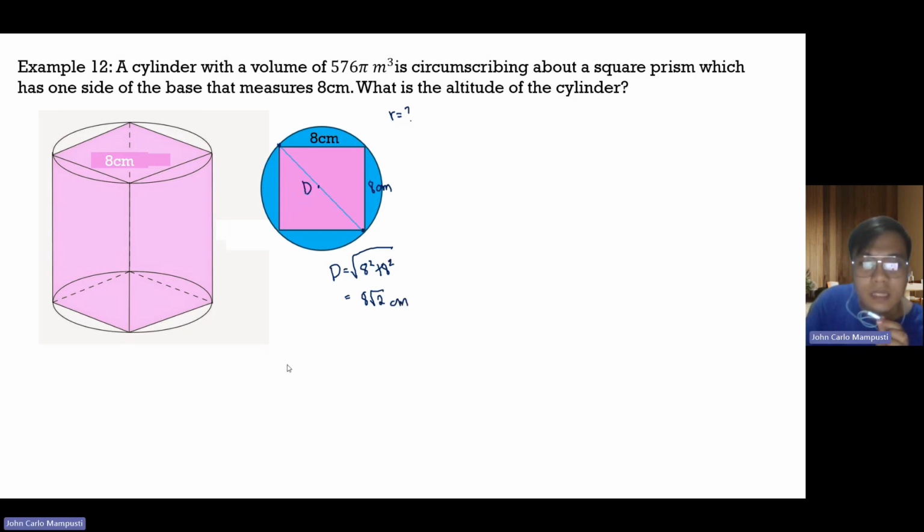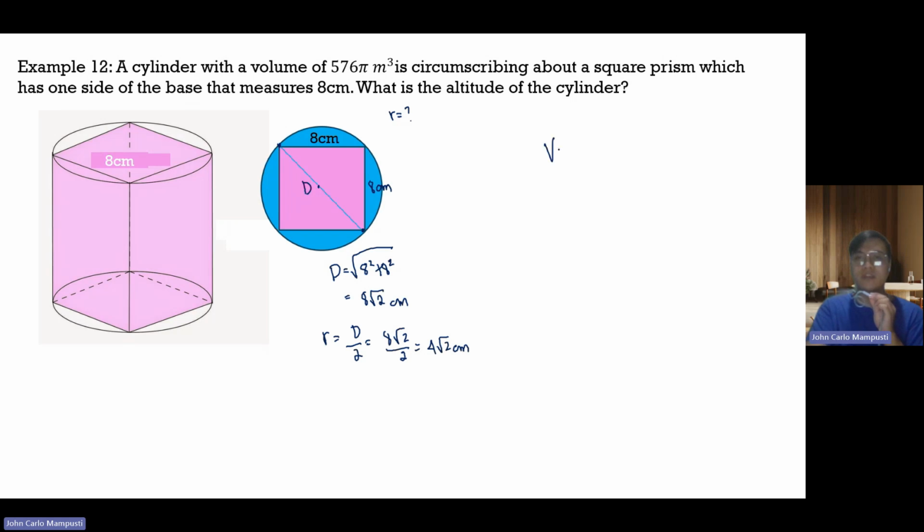So, that's the diameter. What's the radius? Syempre, kalahati lang ng diameter natin, no? 8 square root of 2 over 2. This is equal to 4 square root of 2 centimeter. Meron na tayong radius. No? We can now find the altitude.